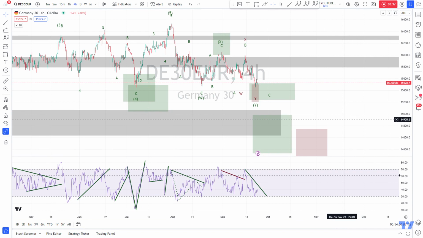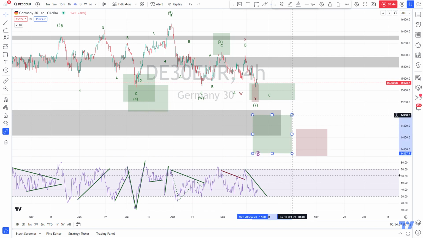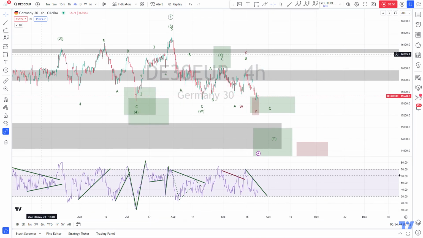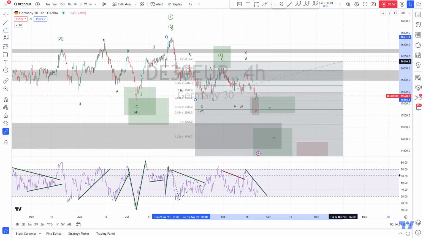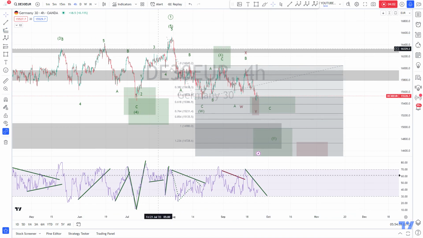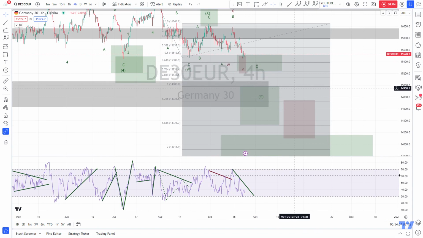that we did not reach any of these areas here. We should expect that if we take the length of wave W and the length of wave X, we should go into this area here between the 1 and the 1.618 FIB extension.